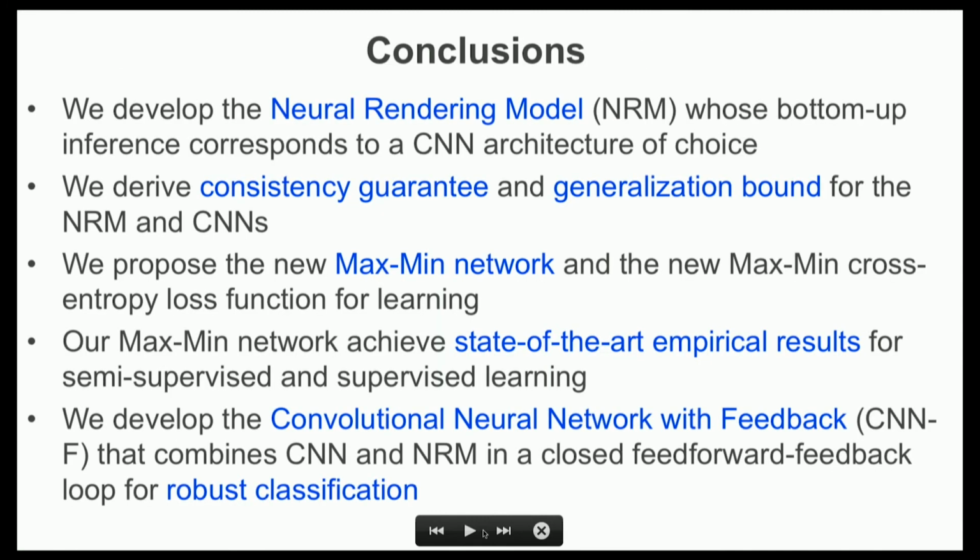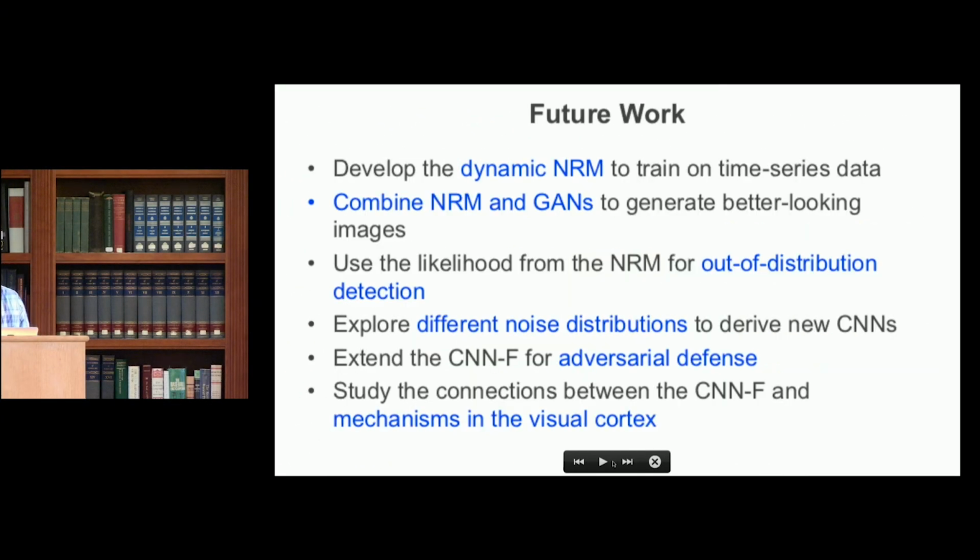Okay, so to sum up, in this work, we developed a neural rendering model that tries to reverse engineer DeepNet and provides a way for us to analyze the consistency guarantee, convergence guarantee, and Johnson bound of the model. And then using our neural rendering model, we propose a max-min network that helps us achieve very good results on semi-supervised learning tasks and improve results for supervised learning. And we also developed the convolutional neural network with feedback in order to improve the robustness of the classification.